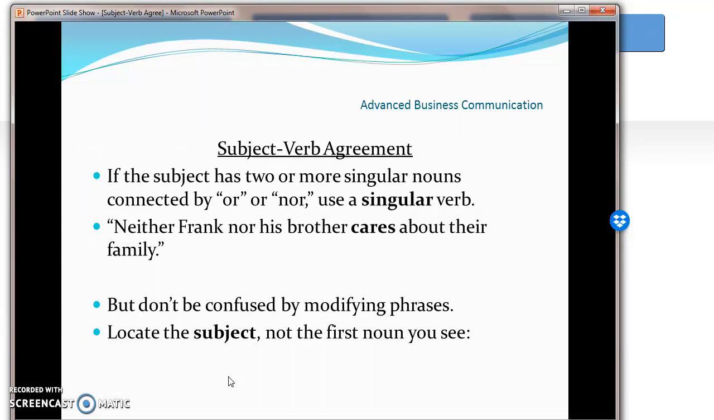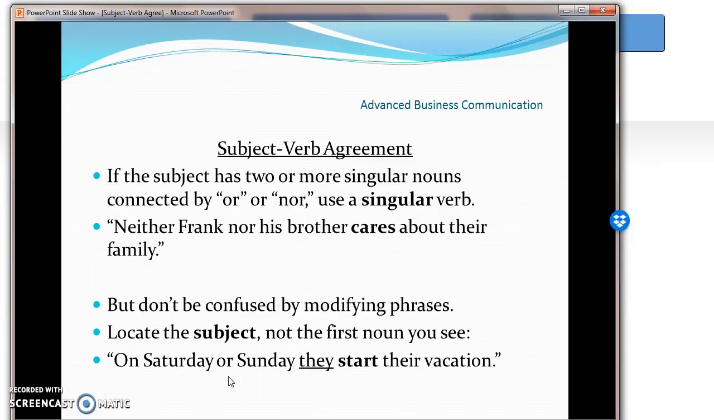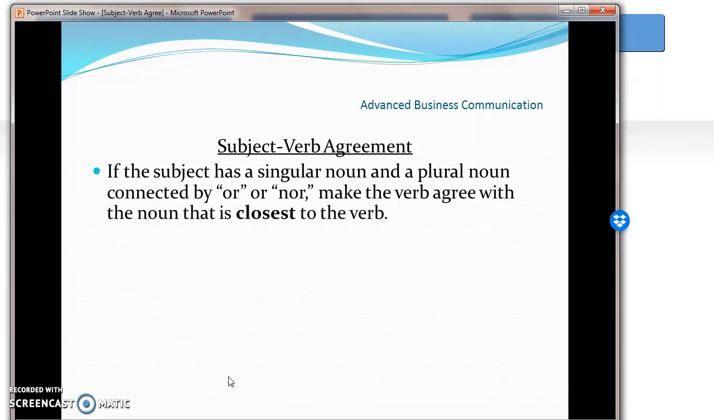Now, this is just a side note here. Don't be confused by modifying phrases that you might see in the sentence. You've got to locate the subject, not just the first noun you see. Look at this example: On Saturday or Sunday, they start their vacation. Do y'all see that the they that I've underlined is the true subject of the sentence, and it's plural? That whole Saturday or Sunday thing is not the actual subject of the sentence. That's just a prepositional phrase at the beginning. So you've got to hone in on the actual subject here.